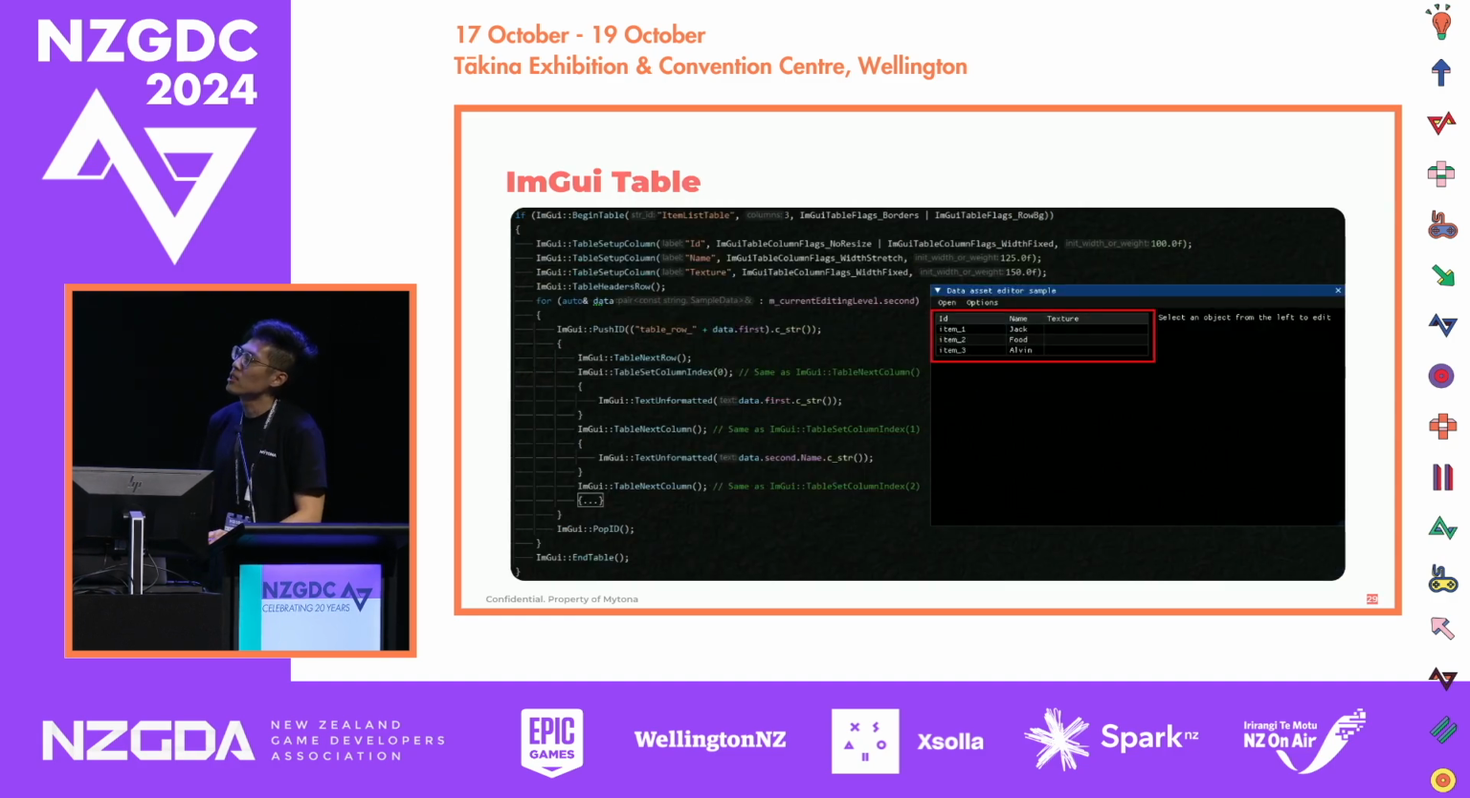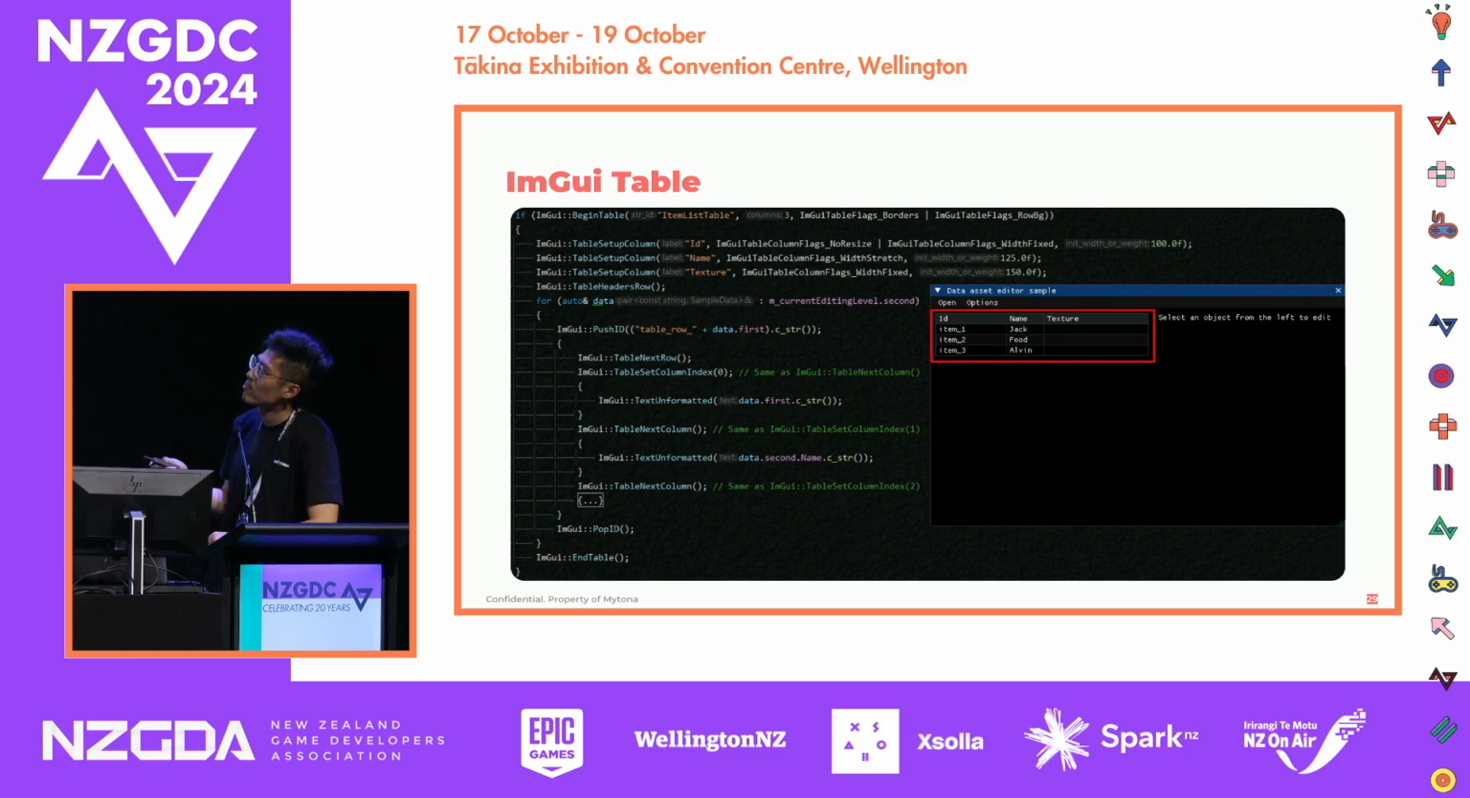Next one, table. This is probably the most powerful widget, I guess, to me. It's probably also the most complicated one. So first step, we will have a begin table, end table pair. That's how you tell the system to start drawing a table. You pass in the table ID, number of columns, some flags to decorate your table. You specify the table column data. So 3 columns, ID, name, and texture, some flags, and the width of the column. And you call the table headers row. This is to define the header row. If you don't want it, you just don't call it.